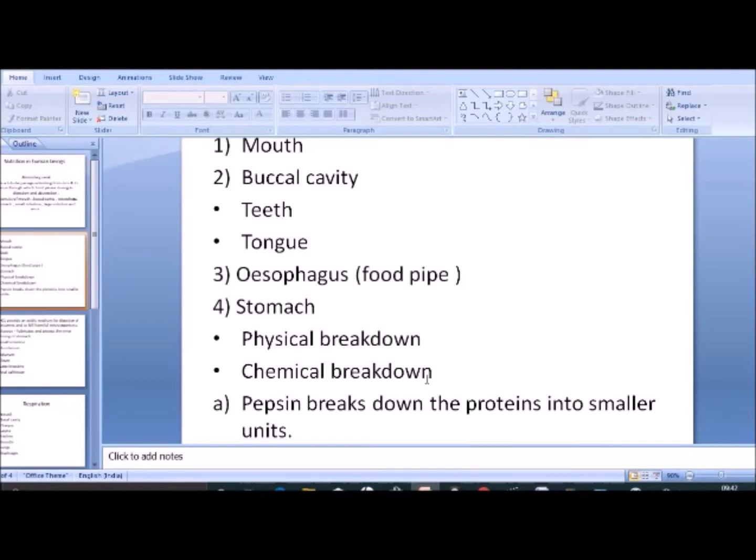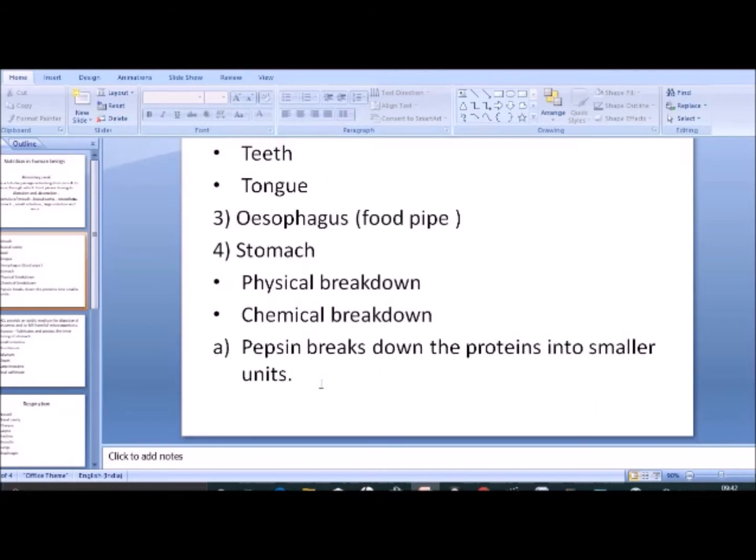This action further breaks down the food particles into small pieces. Second is your chemical breakdown. In chemical breakdown, the gastric glands in the stomach secrete the enzyme pepsin, HCl, that is hydrochloric acid, and mucus. So these are the three chemicals which help in the digestion of food. First one is pepsin. Pepsin helps in the breakdown of proteins into smaller units.